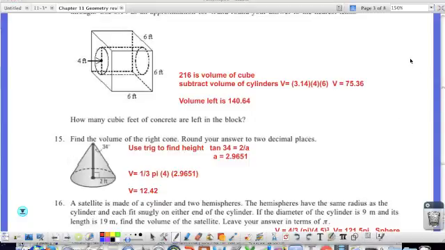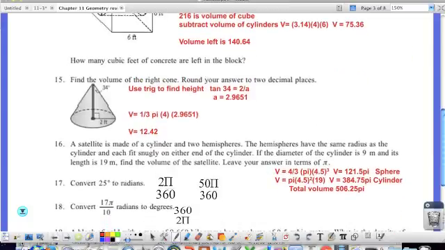For number 16, you are finding the volume of a satellite that is made up of a cylinder and 2 hemispheres. The hemispheres have the same radius as the cylinder, and they fit snugly on either end of the cylinder. So basically you have 2 hemispheres making up a whole sphere and a cylinder. So your volume for this sphere is 4/3 pi radius cubed. So 4/3 times pi times radius cubed. And they want the answer to be in terms of pi.